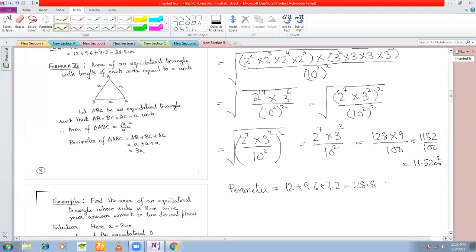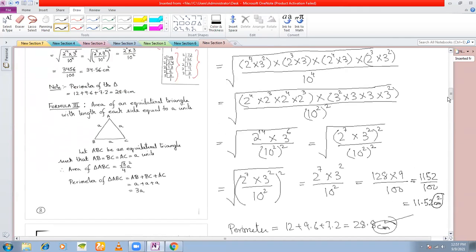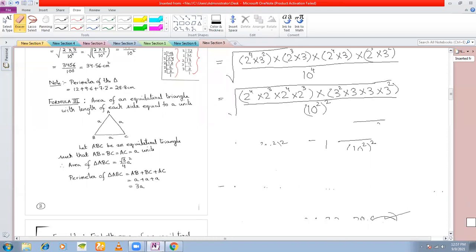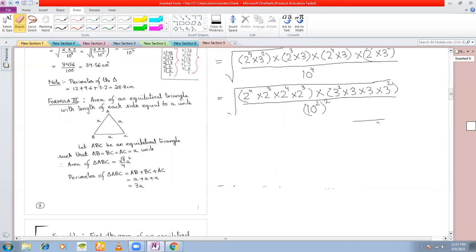Okay, and the perimeter will be the sum of the length of the sides, this much centimeter. Note the difference in the unit. The unit of area is centimeter square, and the unit of perimeter is only centimeter. Okay, so that is how you apply Heron's formula. Okay, next comes the area of an equilateral triangle.